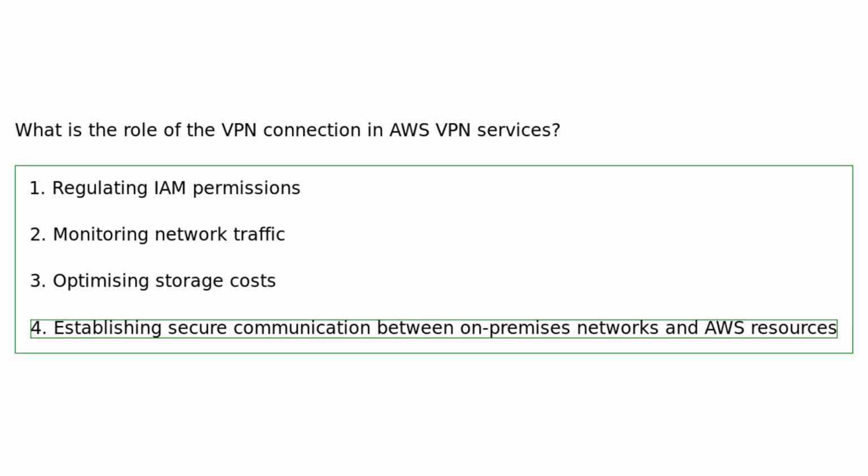The VPN connection in AWS VPN services is responsible for establishing secure communication between on-premises networks and AWS resources, ensuring that data transfer is encrypted and secure.